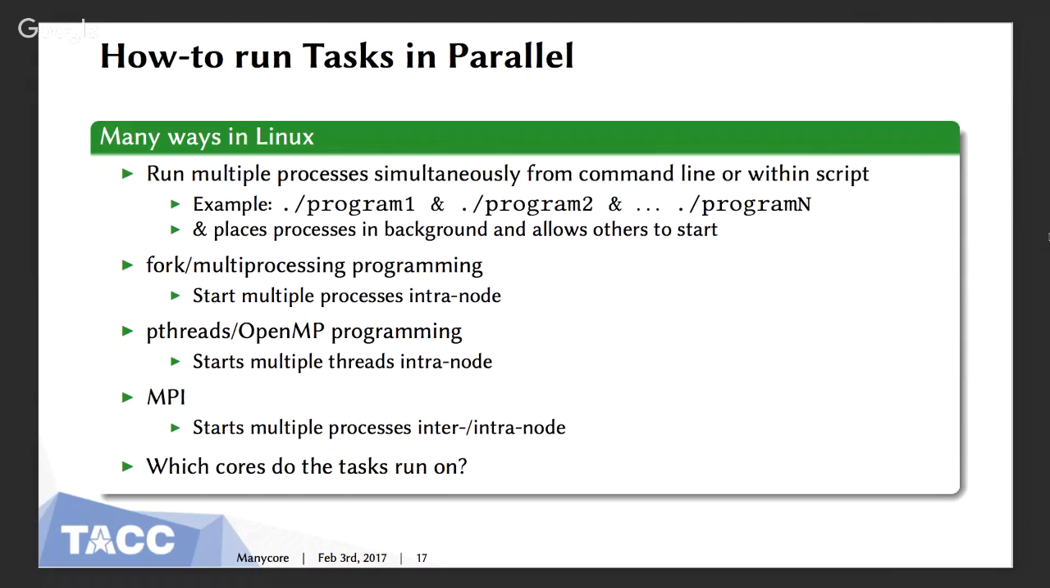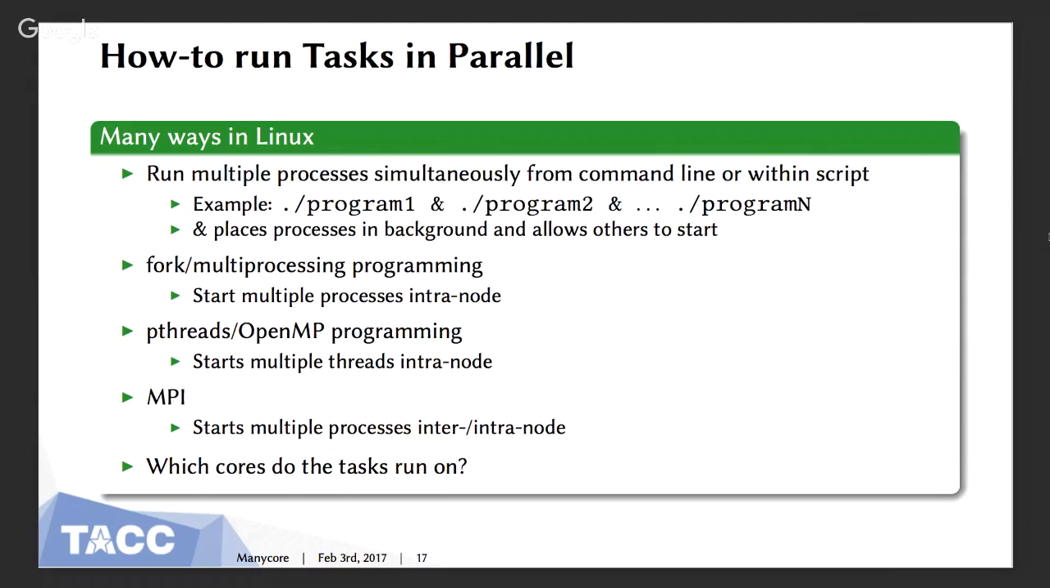Another way you can run tasks in parallel is what's called forking. That'll generate what they call a child task of a parent within your code. I would say you don't see this very often in HPC settings. There's also, I'll show you some examples of how to get multi-processing, where you're starting multiple processes from within the same code or script intranode.